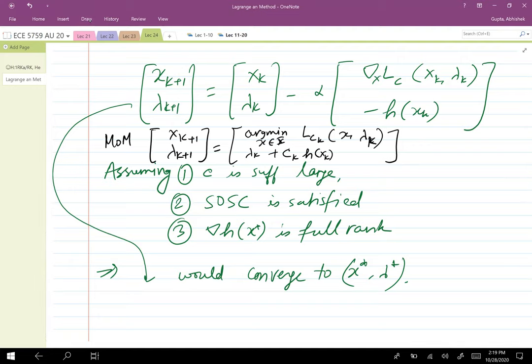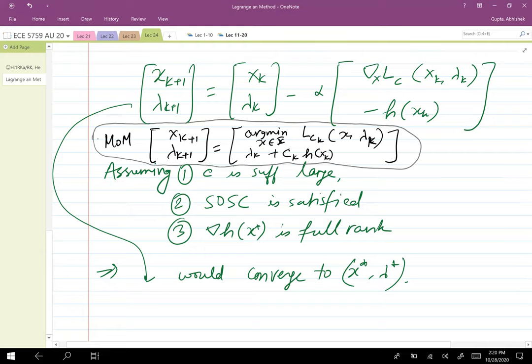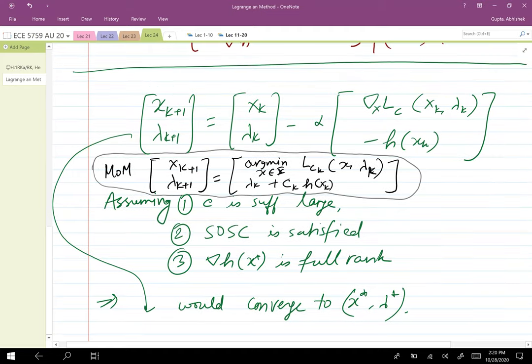Okay, so this was our method of multipliers. And this particular one is augmented, another type of augmented Lagrangian method. But here you don't have to do the argmin over all x. You can just do the usual vanilla gradient descent. And you don't have to use the ck. You can just use lambda k plus alpha h(xk), and it would still work.